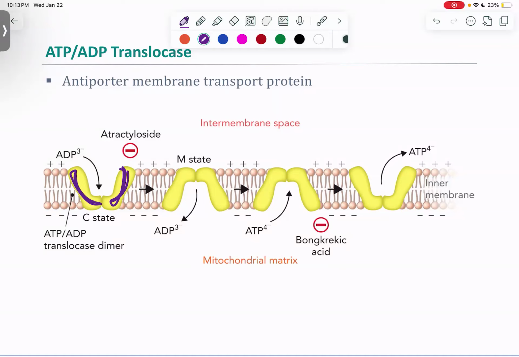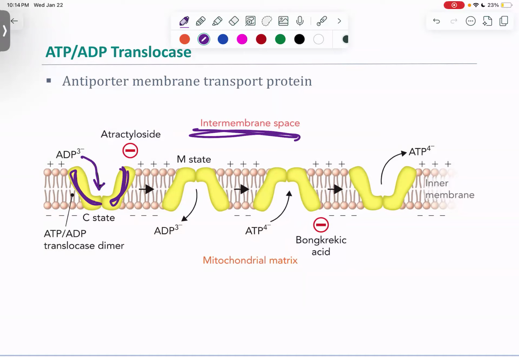And the affinity depends on the conformation of these rocking bananas. And we know this because you can have different inhibitors that block different conformations, right? And so we know that there have to be different conformations. So if we look in the C state, where we're open to the intermembrane space. So here's our intermembrane space. We're open to the intermembrane space.